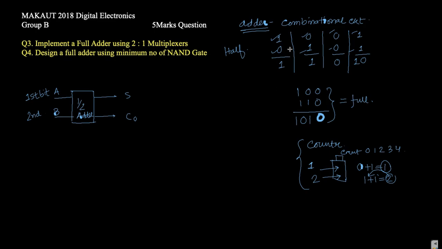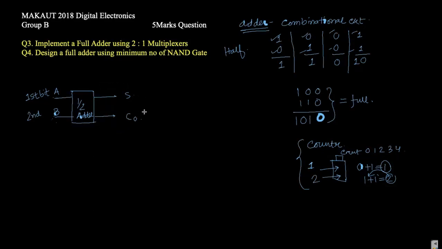It means when you add 1 and 0, you enter 1 as A and 0 as B, then sum is 1 and carry is 0. When you enter A as 0, B as 1, then sum is 1 and carry is 0. When you enter 0 and 0, then sum and carry both are 0. When you enter A as 1 and B as 1, then the sum is 0 and carry is 1. So this is the half adder circuit.